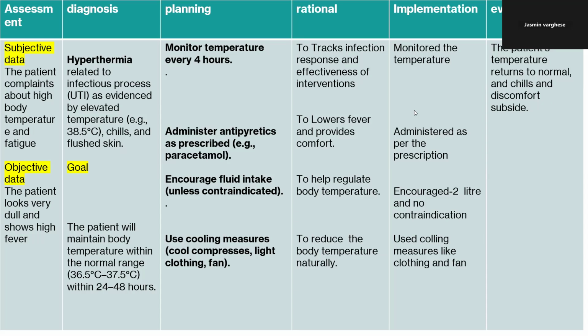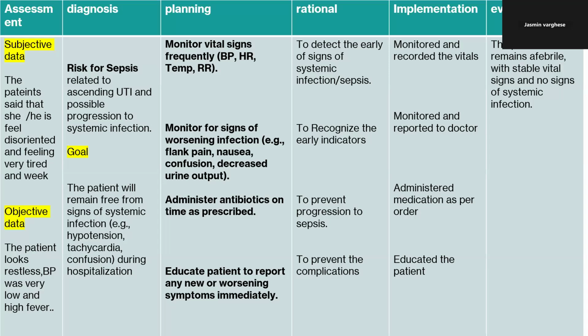So for hyperthermia, you can write this nursing diagnosis. Next one, risk for sepsis. Risk for sepsis related to ascending UTI and possible progression to systemic infection. That means spreading UTI. Subjective data, obviously the patients will say they feel some discomfort and feel very tired because of chances of infection. Objective data: the patient looks restless, BP was very low and high fever. Whatever you observe, you can write there. And in the goal, what's your goal? The patient will remain free from signs of systemic infection and should be safe during the hospitalization.